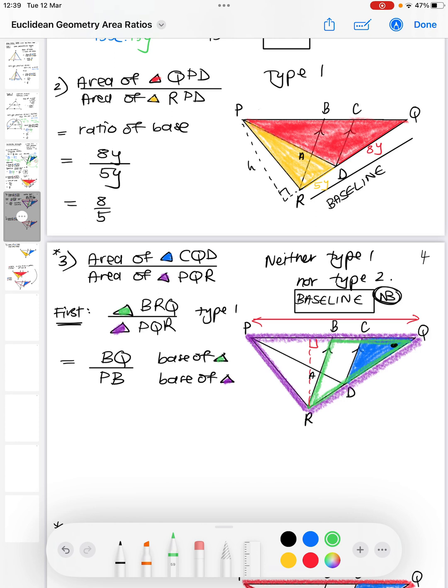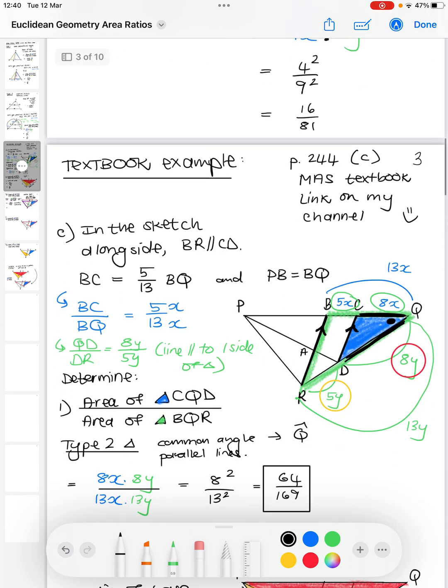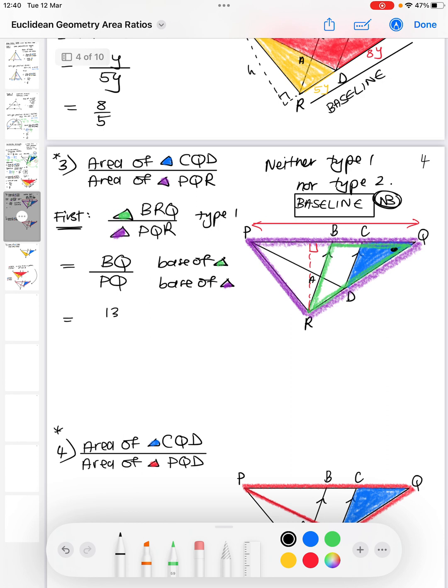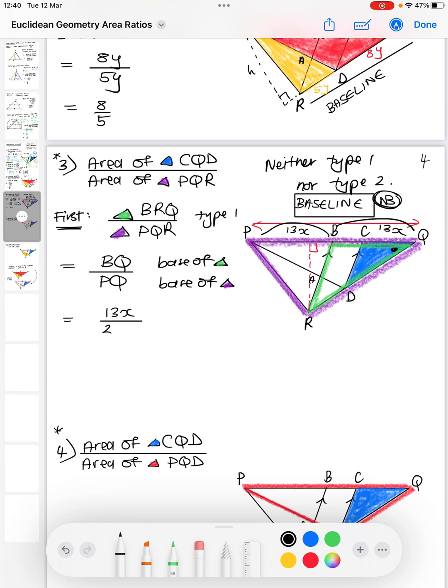Have a look at that. Great. Now BQ is equal to, not PB, that's supposed to be PQ, apologies. PQ is the base of the purple triangle. Now BQ is equal to PB, and BQ is also equal to 13x, so I'm going to indicate that 13x on my sketch. 13x is BQ, and given to me right at the top is the fact that PB is also 13x, and that means the whole PQ is equal to 26x. So that reduces to a half.